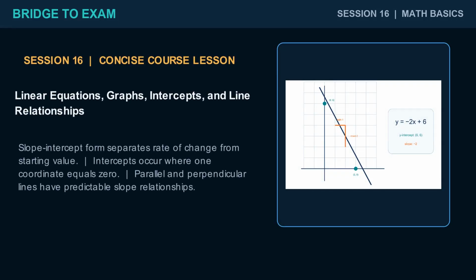Welcome to Session 16, Linear Equations, Graphs, Intercepts, and Line Relationships. A linear equation is a compact model of a constant rate and a starting value. Graphs, tables, points, and equations are different representations of the same relationship, and translating among them is a core mathematical literacy skill. By the end, you will be able to do the following.